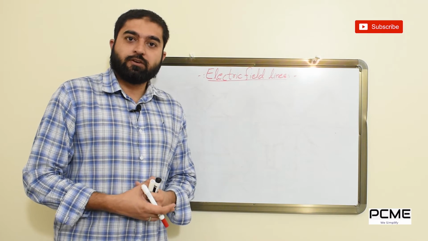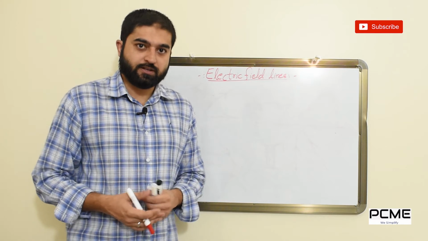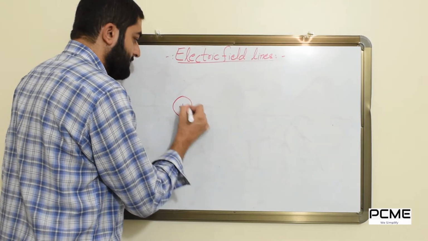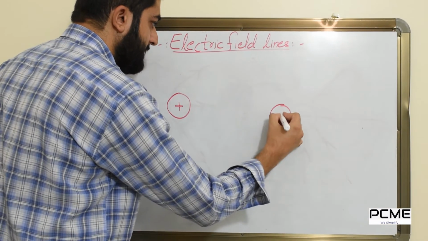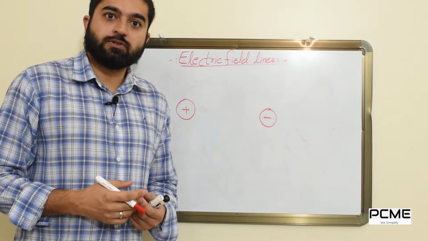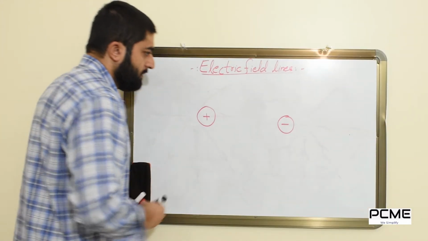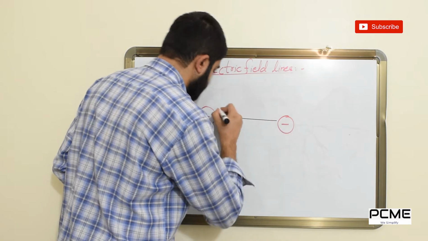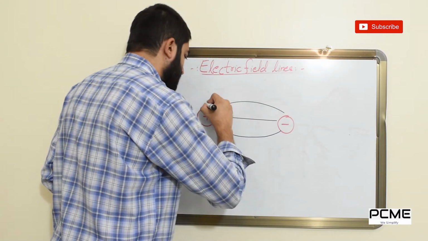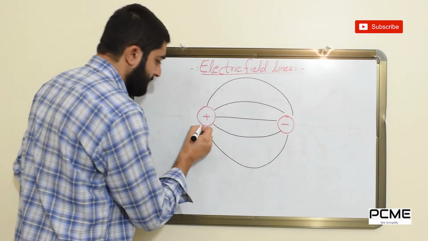Now I will draw the electric field line pattern for like charges and unlike charges. So let's get started. Now, as I discussed before, unlike charges attract each other and like charges repel each other. So if two oppositely charged particles are placed close to each other, what will the electric field pattern look like? In this case, the electric field lines will be originating from the positive and they will be ending up at negative.